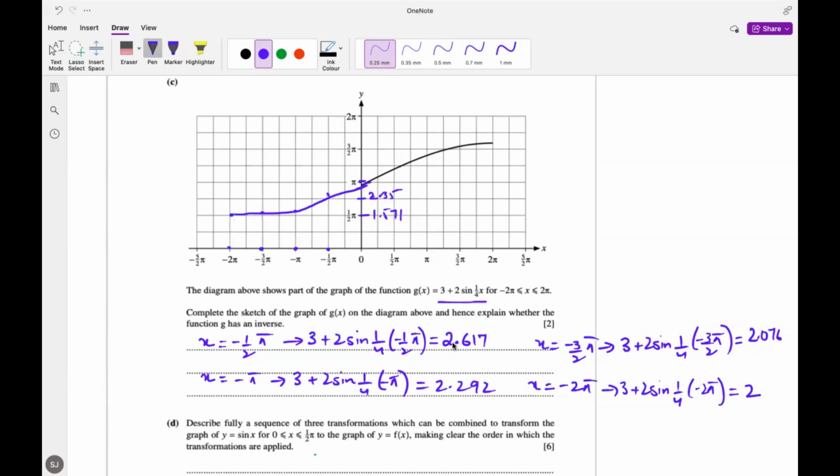Now it is also asking us to explain whether the function g has an inverse. As we can see, the graph is a one-to-one function, so we'll say yes, as it is a one-to-one function.